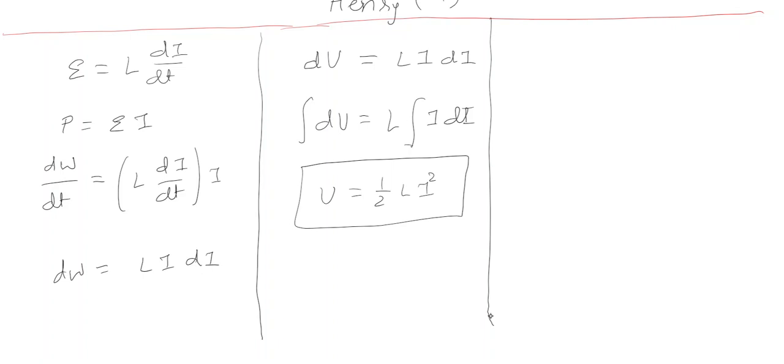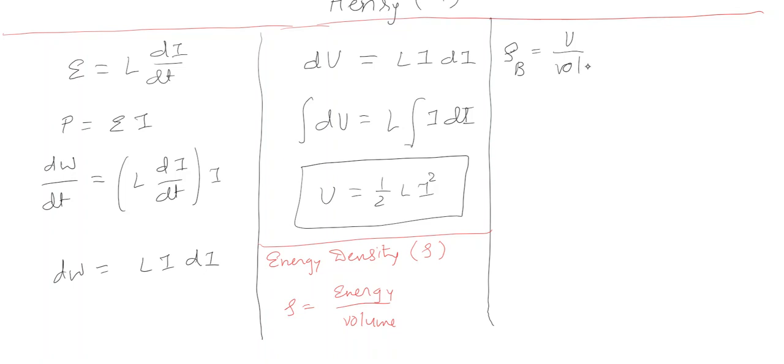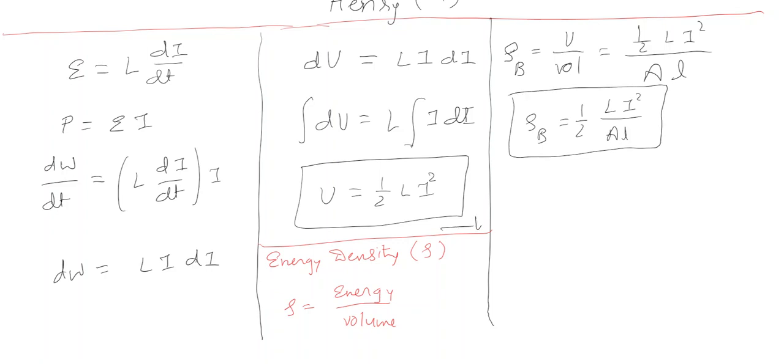Now there is one quantity called energy density. What do you mean by energy density? Energy density is how much energy you are storing per unit volume. It is denoted by rho. So rho is energy stored per unit volume. So in case of inductor, it is denoted by rho B. So if I express rho B, it is U upon volume. How much is the energy? It is half L I square. And how much is the volume? Area into length of the coil. And then I have rho B is equal to half L I square upon A l. Now we keep this equation aside and we'll come back to it later.